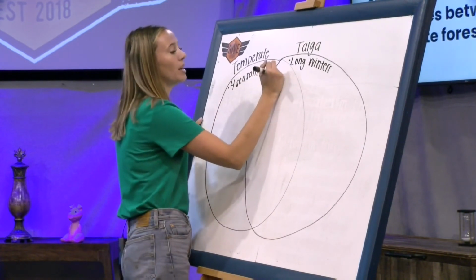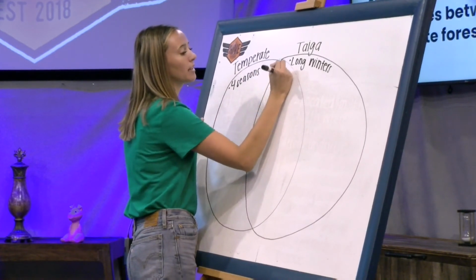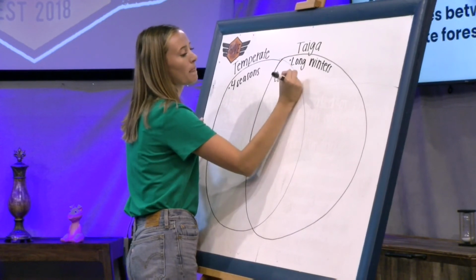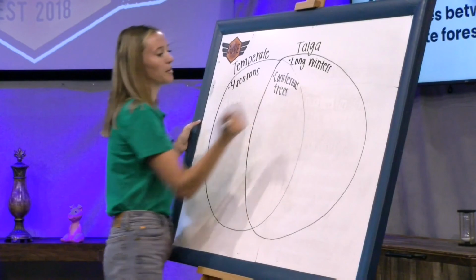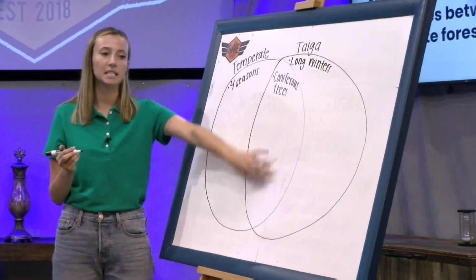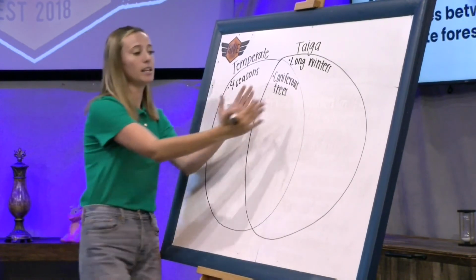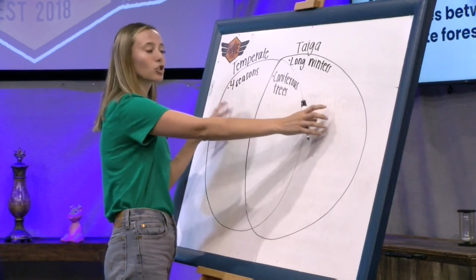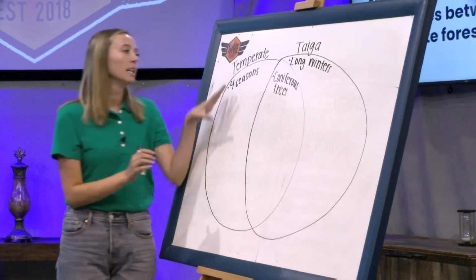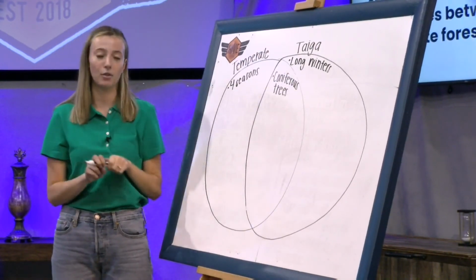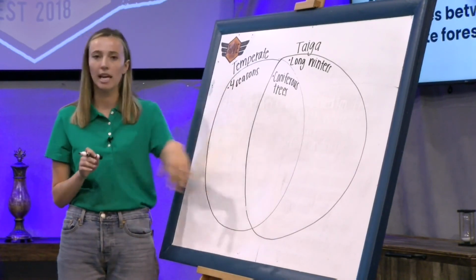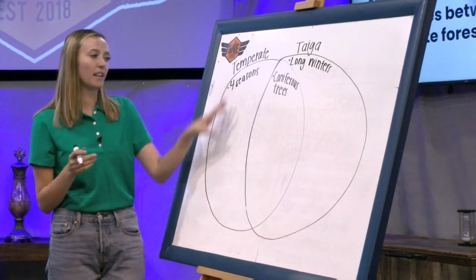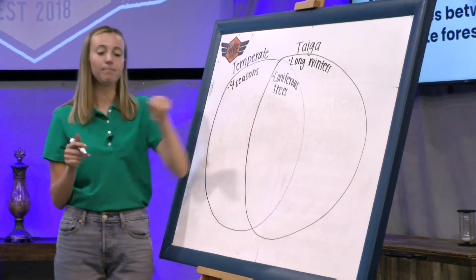For example, you can grow coniferous trees in both. Coniferous trees are something found in both. So this is anything that's similar. You're comparing in the middle, contrasting on the outside, temperate forest and taiga forests. So this is your lab work. You want to fill it in as much as you can. Use your notes and fill in this Venn diagram.